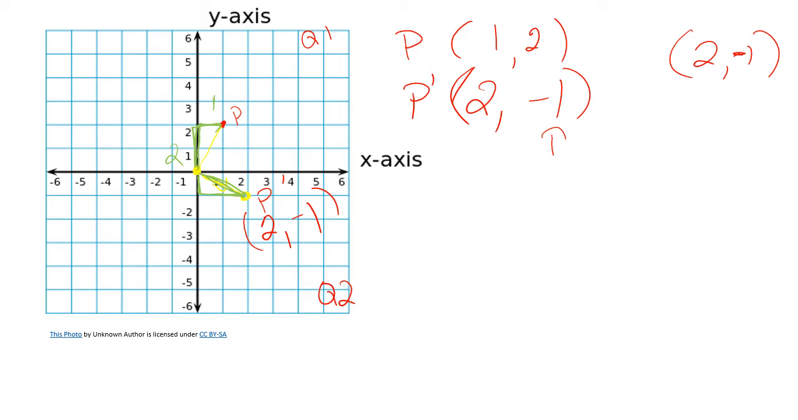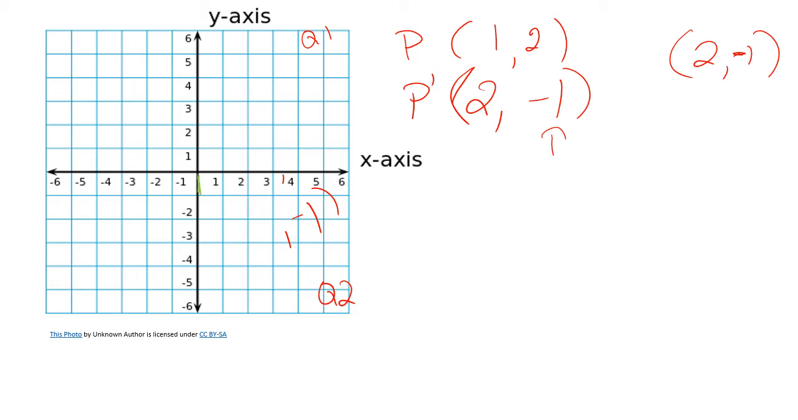Why did it change sign? Because it dropped down 1 quadrant. So moving 1 quadrant is going to change the signs of one of your values. Okay? And moving 1 quadrant is going to cause the x and y values to reverse. Now let's go ahead and I'm going to see if I can erase all of this.